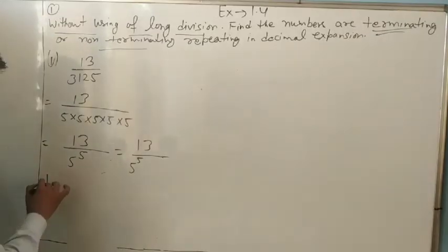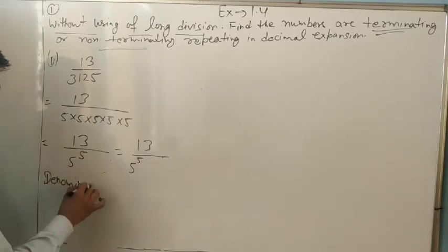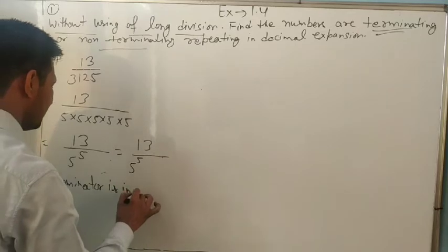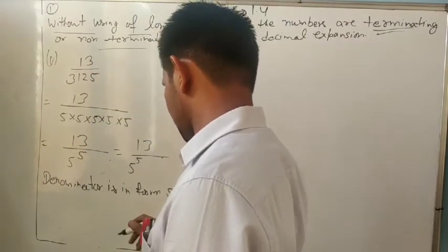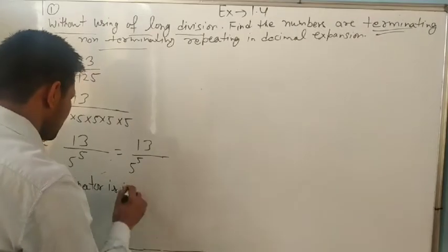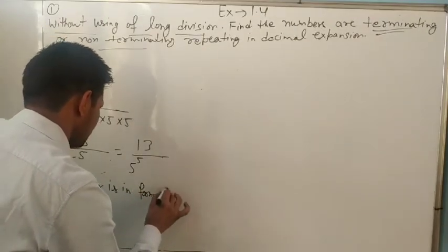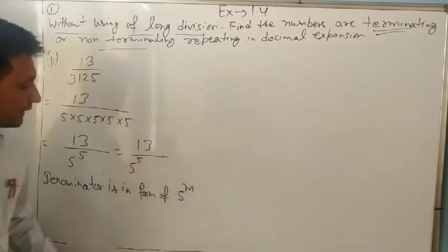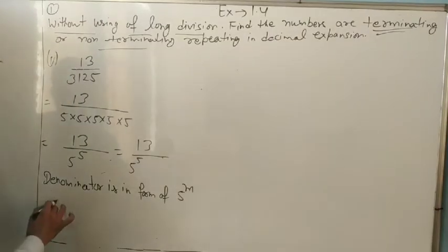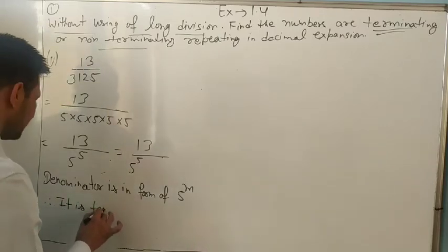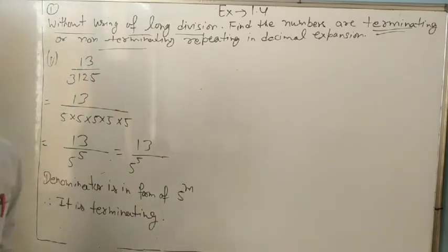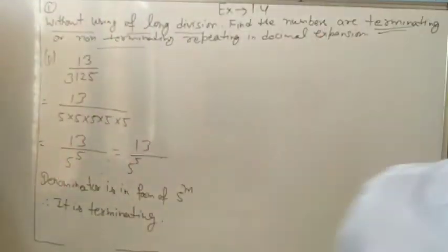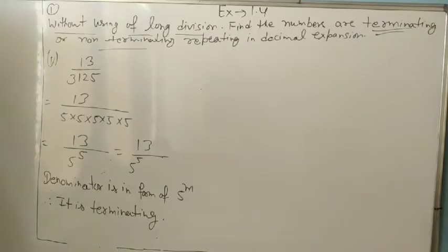Okay, so you write: the denominator is in the form of 5 to the power m. Yes, 5 to the power m or not? So therefore it is terminating. Understand or not? This number is terminating. Understand it? Next question.